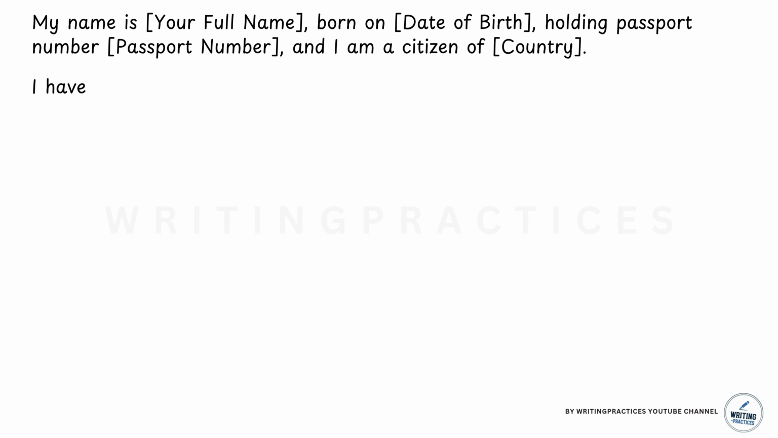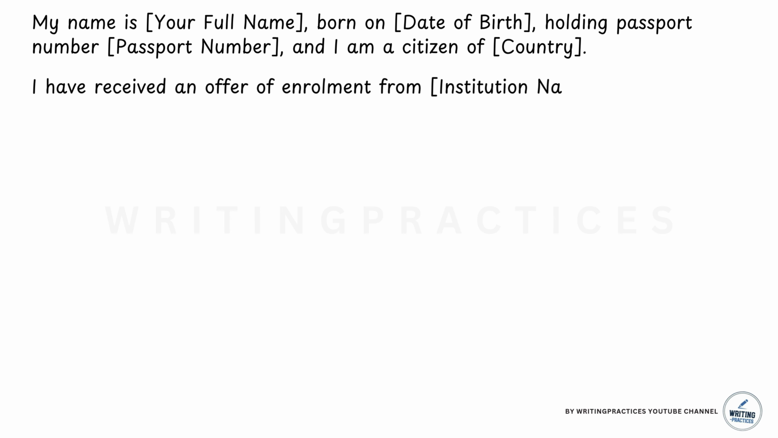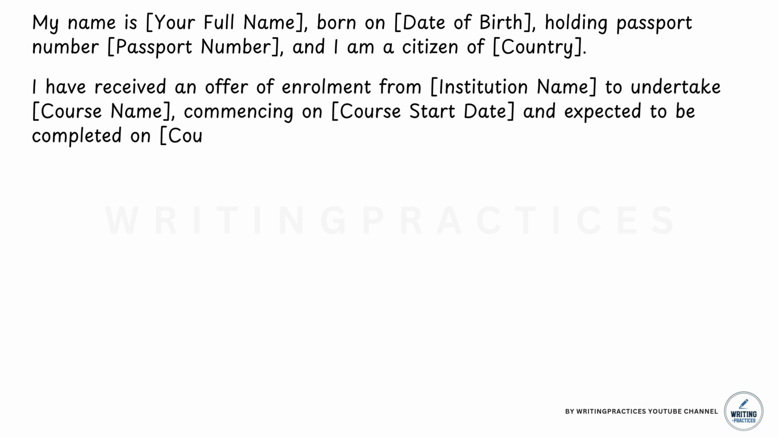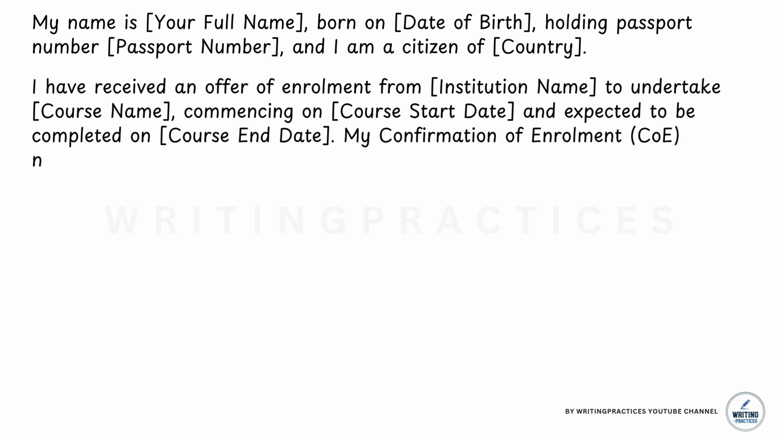Third paragraph, course and institution details. Write details about your enrolled course. Include institution name, course start date, course end date, COE number. Example, I have received an offer of enrollment from the University of Melbourne to undertake a Bachelor of Information Technology, commencing on the 15th of July 2026, and expected to be completed on the 30th of June 2029.